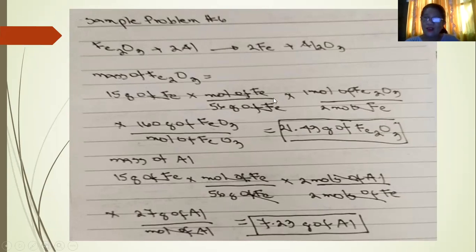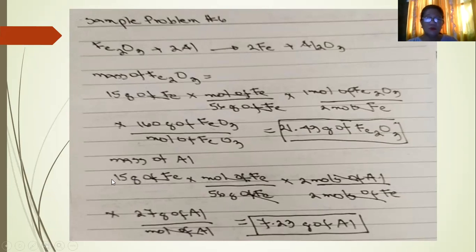So cancel the iron. We have now the moles of ferric oxide, but it should be in grams of ferric oxide. Get now the molecular weight of ferric oxide, that is 160 grams per mole. So cancel now the mole. What remains is grams of ferric oxide. So use the mathematical side, that is 15 times 160 divided by 56 multiplied by 2, you have 21.43 grams. That is ferric oxide. How about the mass of aluminum?